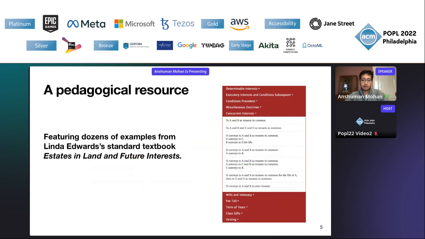We have already plugged in a number of examples, dozens of examples from the standard textbook in this area that the average law student studies in their first year. This is Edwards Estates and Land and Future Interests. And again, you can click something, it pops up upstairs. You click interpret, and then it gives you the answer. And then you can, of course, play with it further to cement your understanding.